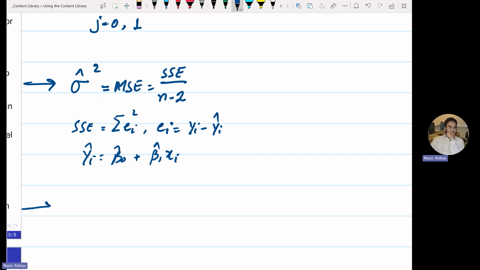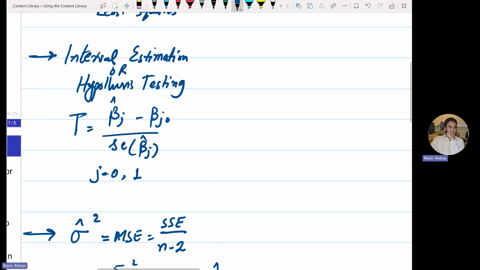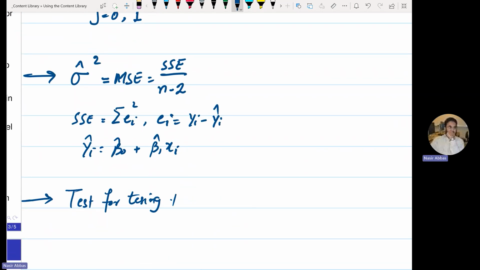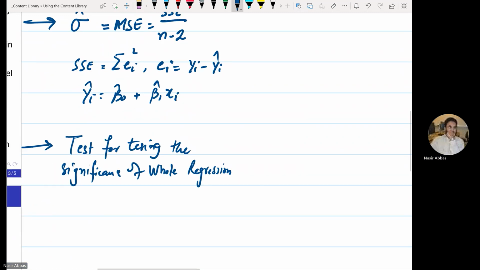Then you also designed a test for testing the significance of the whole model. Let me write it here. Test for testing the significance of whole regression. It was an F test, if you remember. It was SSR divided by 1 over SSE over n minus 2.